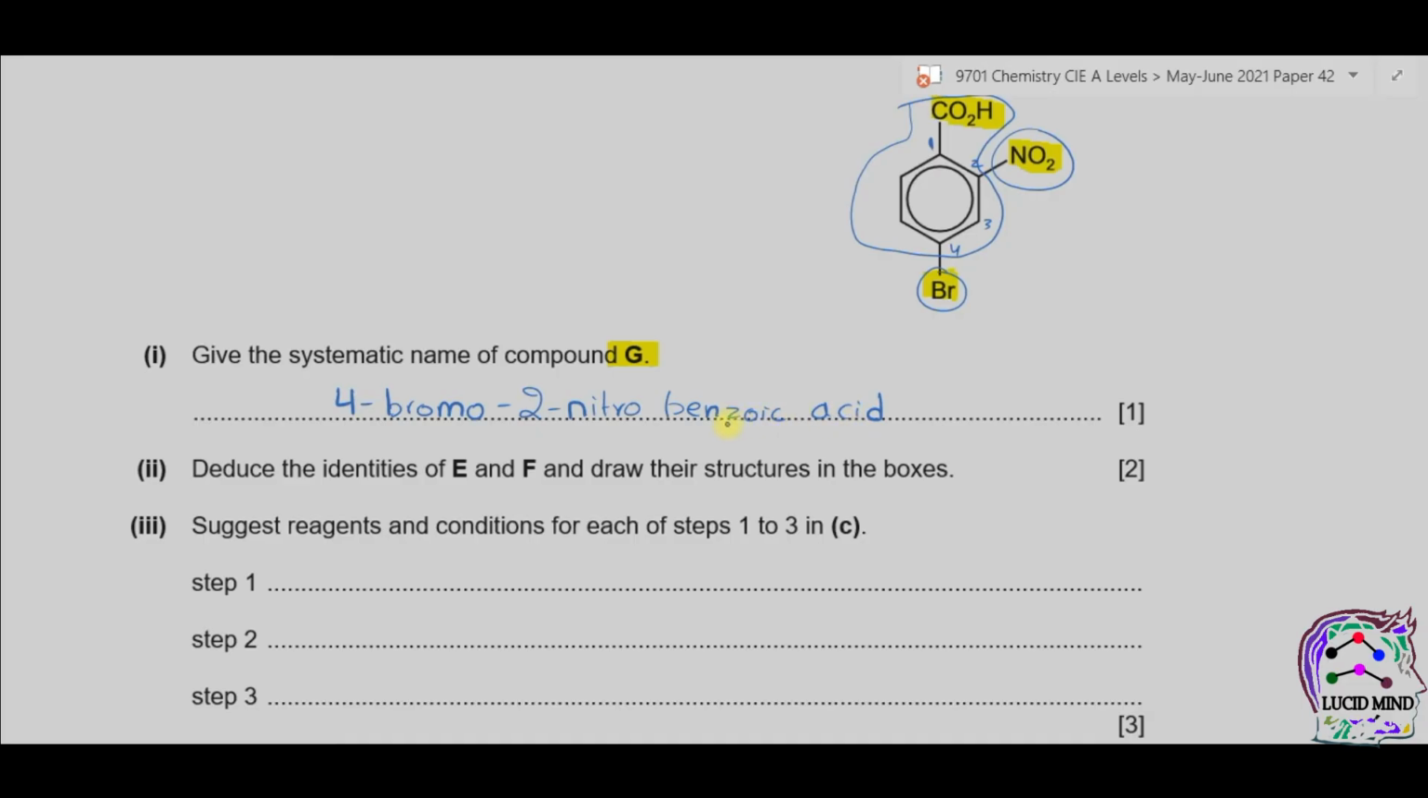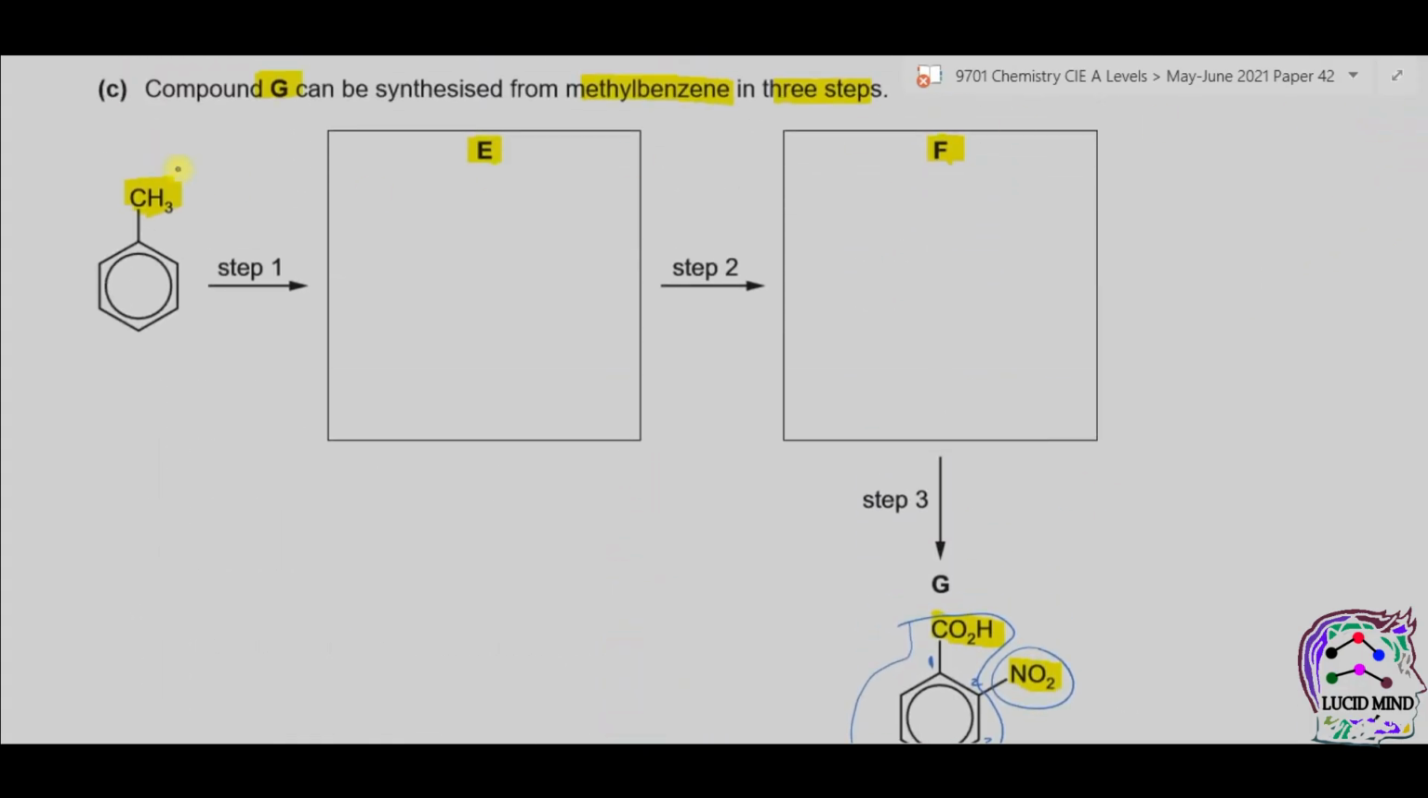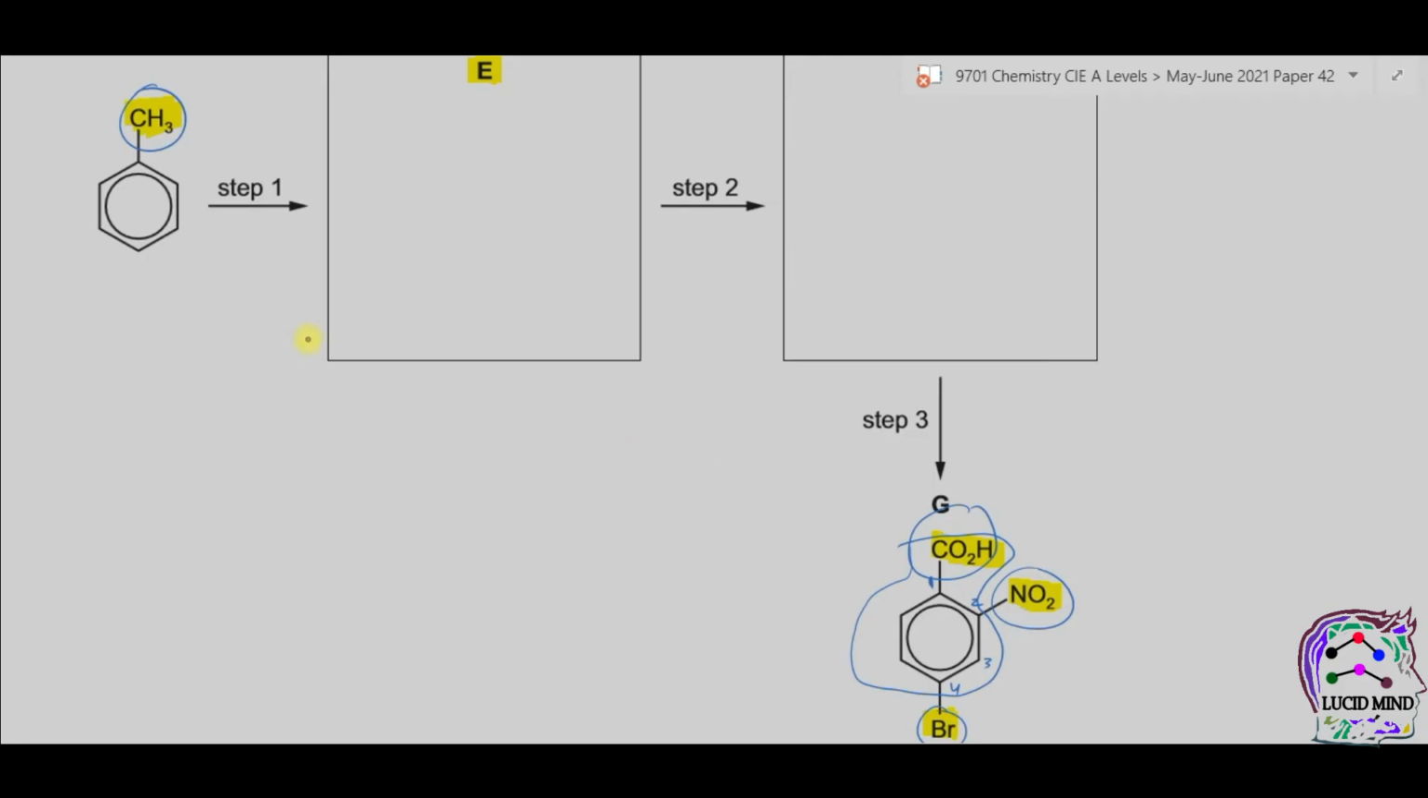Or you can also say, instead of benzoic acid, you can say benzene carboxylic acid. Part 2, deduce the identities of E and F and draw their structures in the boxes, and also suggest reagents and conditions for 3 steps. As we can see that this side chain CH3 has converted into a carboxylic acid group, so it is the oxidation of side chain in benzene.